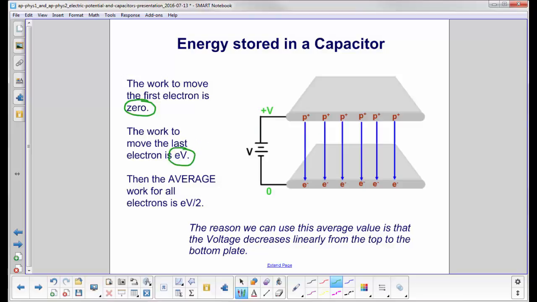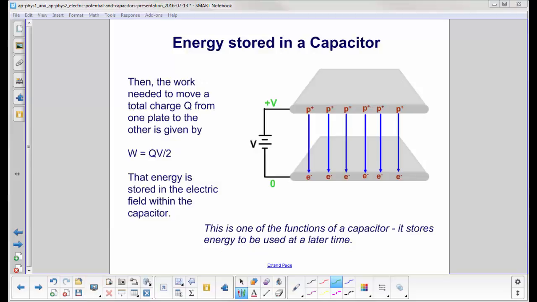Now the average work to move all the electrons is going to be EV over 2. And we can use that average value because the voltage decreases linearly from the top to the bottom plate. So we can just take an average of the two works and find out that our average work to move the electrons is EV over 2. If I'm now moving a total charge, not just an electron, total charge Q from one plate to the other, the work is given by work equals QV over 2.